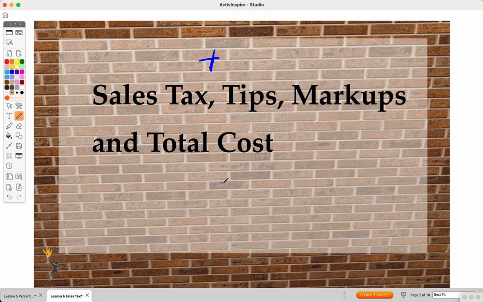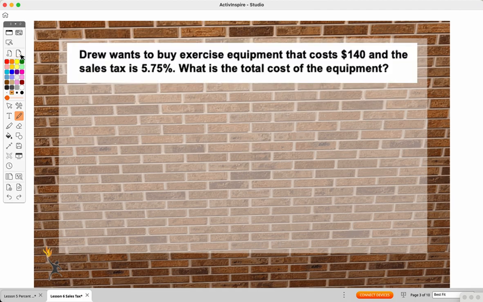Tomorrow, the day after, we're going to look at discounts, which are actually subtracted from your total cost. And then we'll look at another concept with simple interest. I'll talk about percent and savings and that kind of stuff. So today, let's take a look at our sales tax.